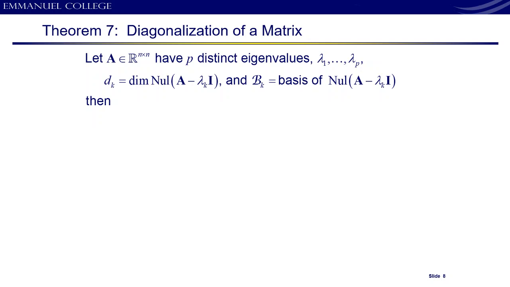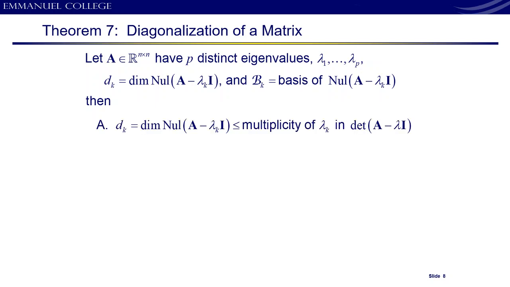So, diagonalization of a matrix. Let A be an n by n matrix with p distinct eigenvalues. Notice this doesn't say there are n distinct. Let d sub k be the dimension of the null space of this. And remember, dimension is just how many vectors are in it. Then the dimension of the null space is going to be less than or equal to the multiplicity of the eigenvalue. Pretty straightforward.